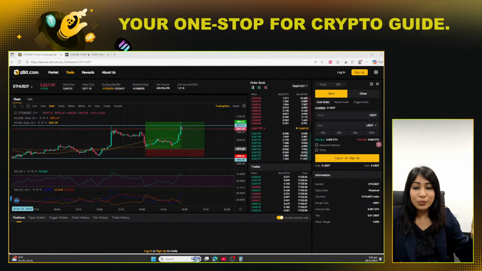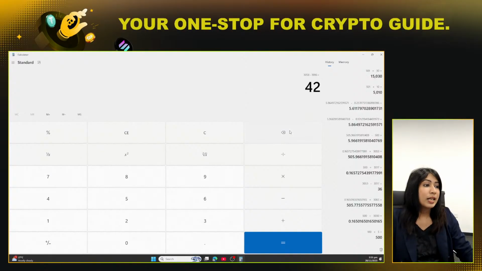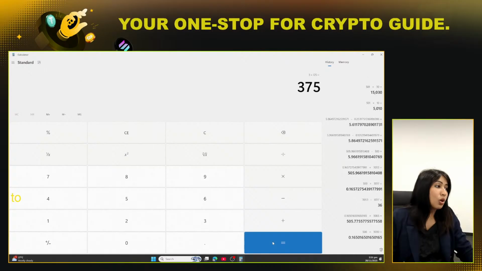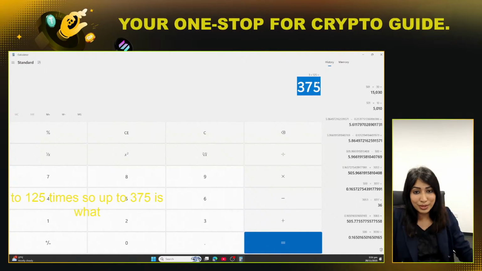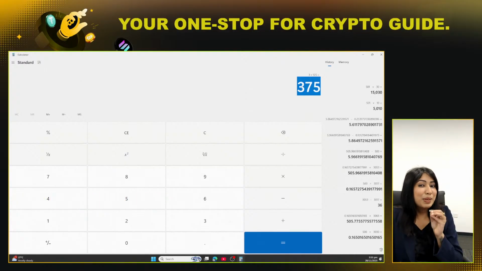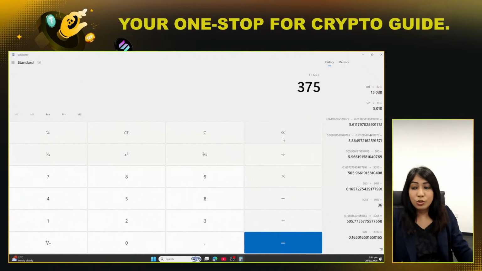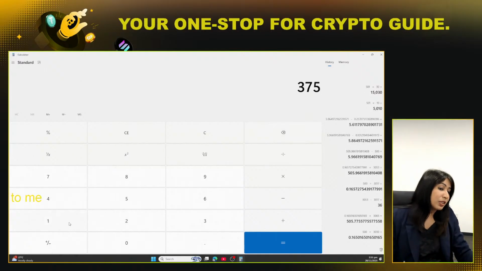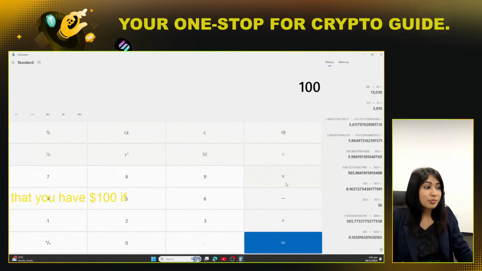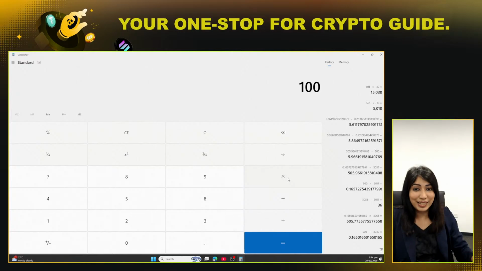Now what is 125x? If for example you have $3 in your pocket, you can multiply that 125 times. So up to $375 is what you can borrow from the platform and trade with. Just keeping $3 in your pocket, you can trade up to 375. Suppose you said to me at the start of the session that you have $100. So if you have $100, imagine, nobody takes 125x.